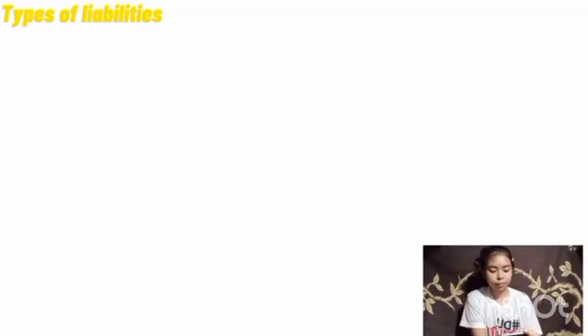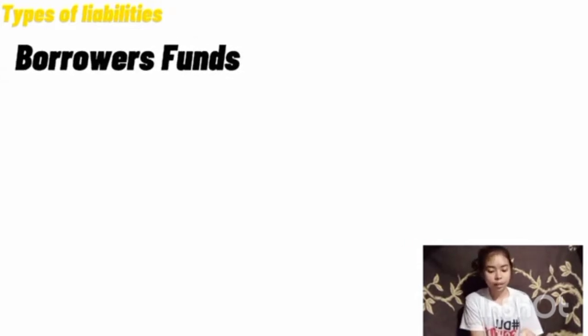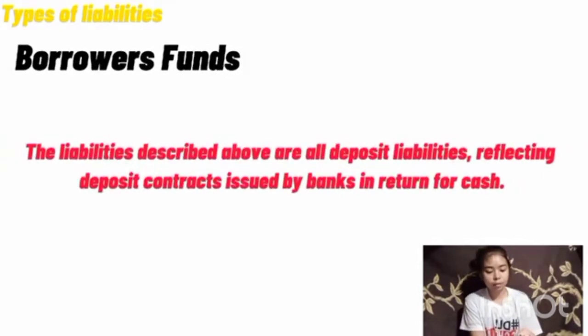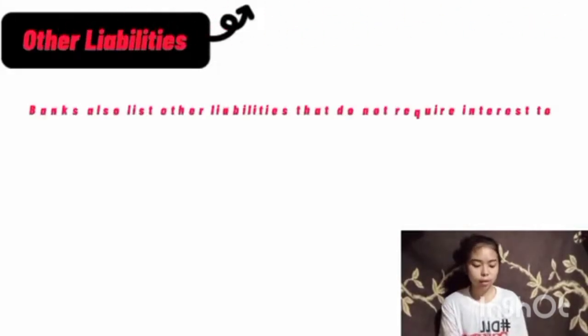Second is the borrowed funds. The liabilities described above are all deposit liabilities, reflecting deposit contracts issued by banks in return for cash. However, banks not only fund their assets by issuing deposits, but also borrow in various markets for purchased funds. So next is the other liabilities.